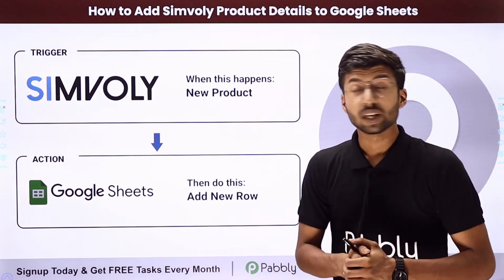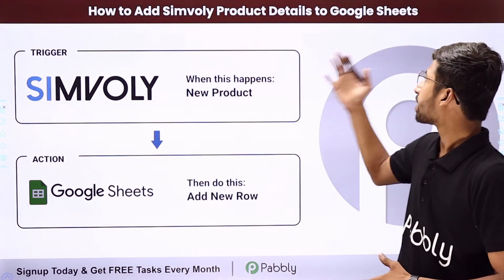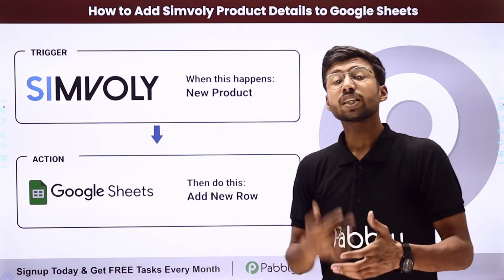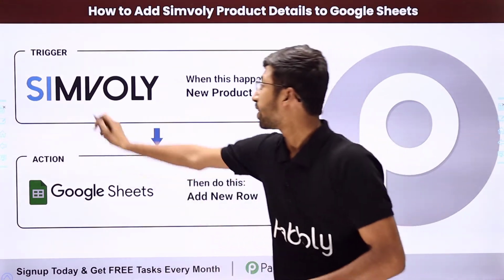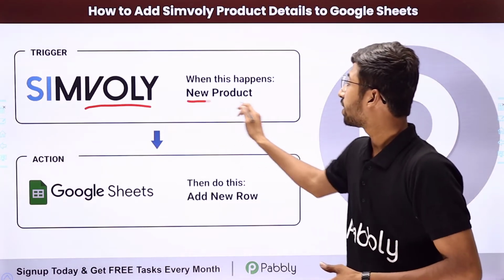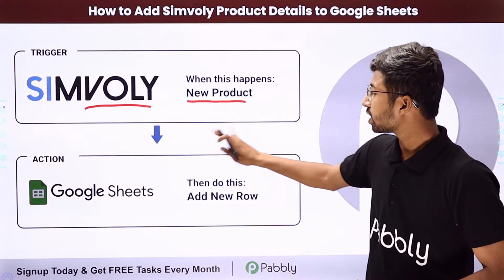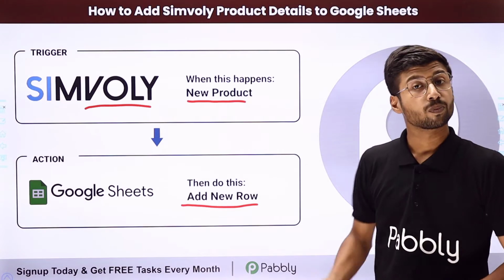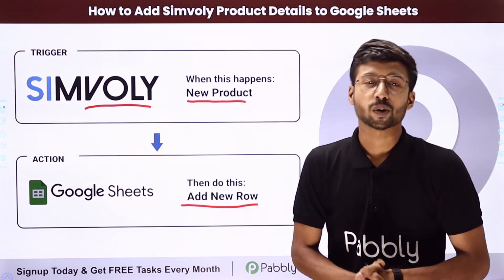So in this video, we will learn how to add Simvoly product details to Google Sheets. Now suppose, guys, you have created some kind of website using Simvoly, and whenever you add a new product to that website, you want to add those new product details into your Google Sheet as a new row. Now you can completely automate this process.